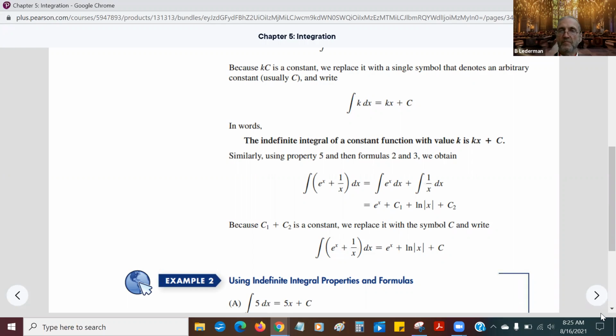Anyways, if I have the integral of e to the x plus 1/x, basically what we just said is that I could just take each one individually. So the integral of e to the x is e to the x. The integral of 1/x is ln x. And I always throw in the plus c. I don't have to throw in 2 plus c's, because here it says plus c1 plus c2, constant 1, constant 2. But they kind of mush into one.